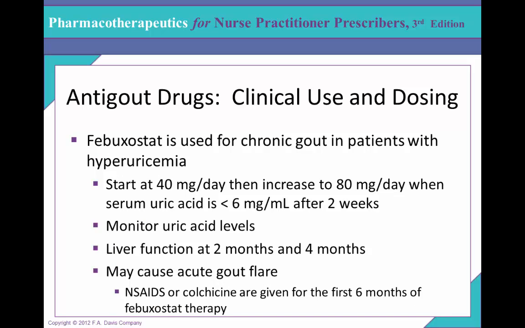Febuxostat is also used for chronic gout and for maintenance and prophylaxis in patients with hyperuricemia. You start basically with 40 milligrams per day and then increase to 80 milligrams per day if the serum uric acid is not less than 6 after 2 weeks. Of course, you have to monitor renal function, uric acid levels, and liver function. It could also cause an acute gout flare, so you could combine this medication with NSAIDs or colchicine during the first 6 months of therapy.